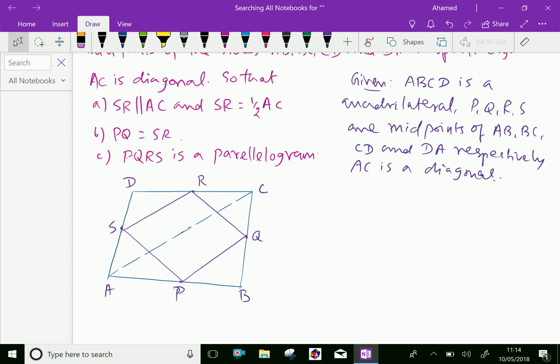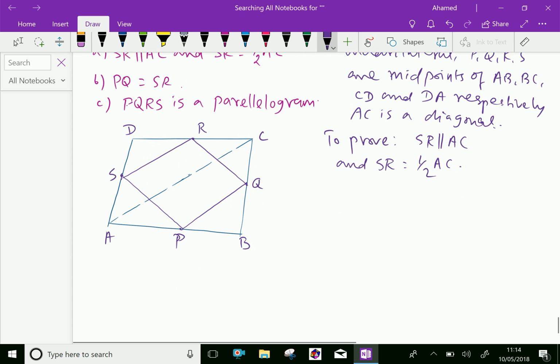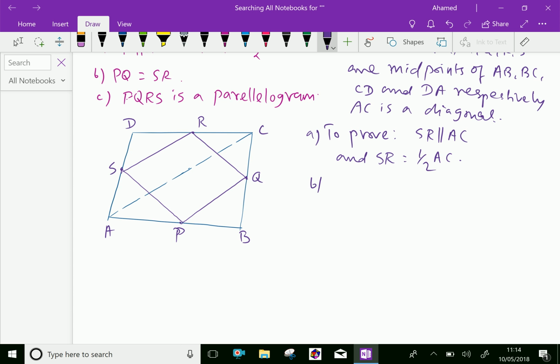Now to prove, first: SR parallel to AC and SR is half of AC. The second, that is proof B, we have to prove PQ equal to SR as well. Third one is PQRS is a parallelogram.